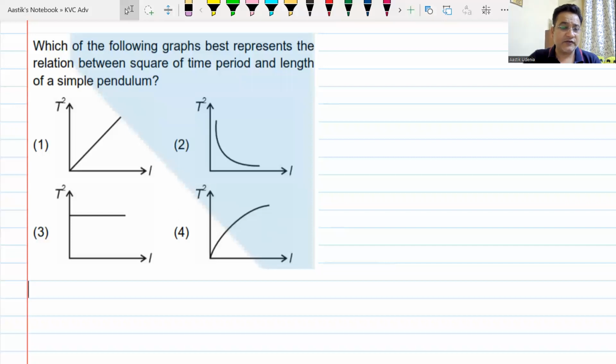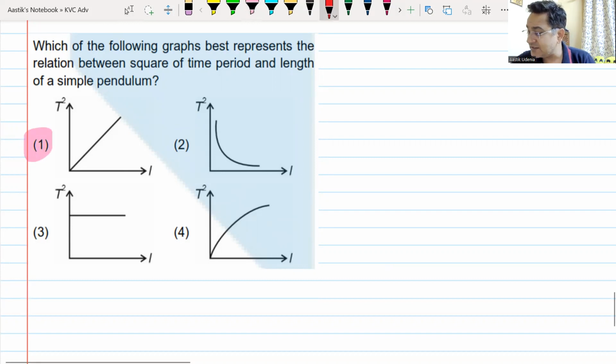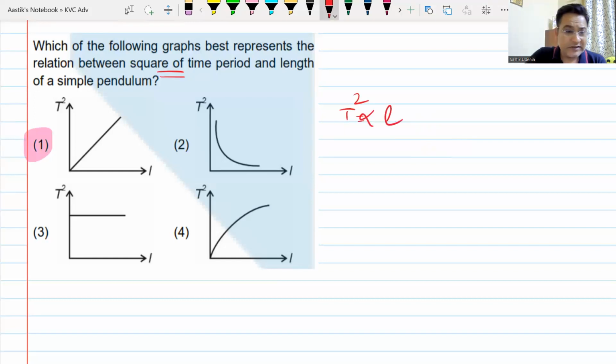Which of the following graphs best represents the relation between the square of time period and length of a simple pendulum? This is also a straightforward one, and the answer is option 1. Do you understand this? Time period is 2π√(L/g), but it is written as the square of time period. So the square of time period has 4π²/g, so it is proportional to L. It is a straight line.